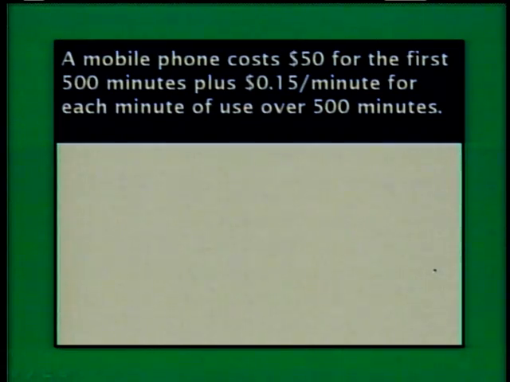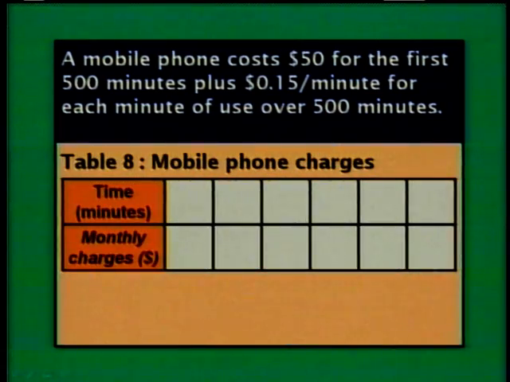So here's the essential information we're going to need to create our table. So our independent quantity here is going to be time. This is the amount of time we're talking on our phone each month, measured in minutes. The dependent quantity is going to be the monthly charges measured in dollars. So let's fill in the table. So I'm going to choose some lengths of time that I might use my phone over the course of the month. So I might not use my phone at all. I might use it for 250 minutes, somewhere between 0 and 500 minutes. Let's look at the charges if I talk just 500 minutes.